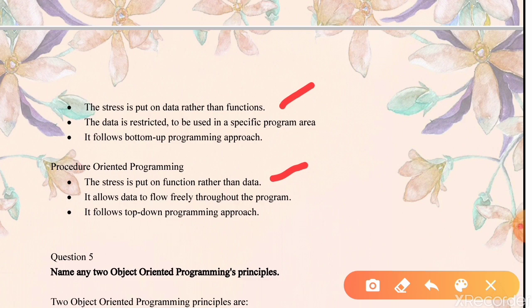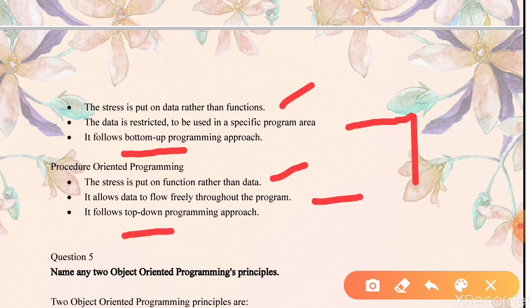In object oriented programming the data is restricted to be used in a specific program area, but procedure oriented programming allows data to flow freely throughout the program. In OOP we use the bottom up approach and in POP we use the top down approach. So these are the differences between OOP and POP.